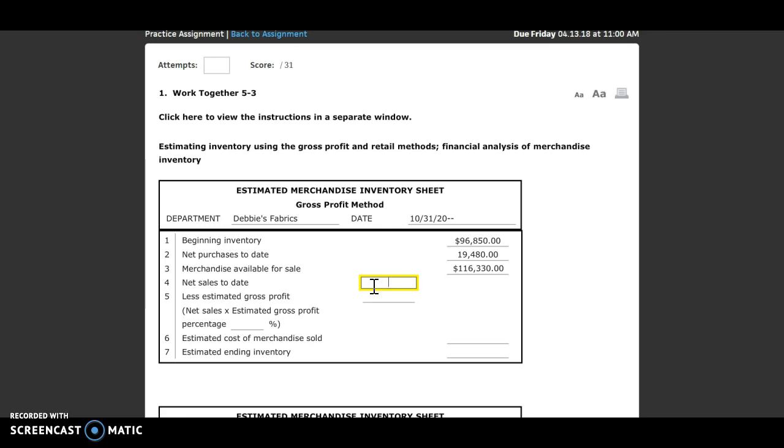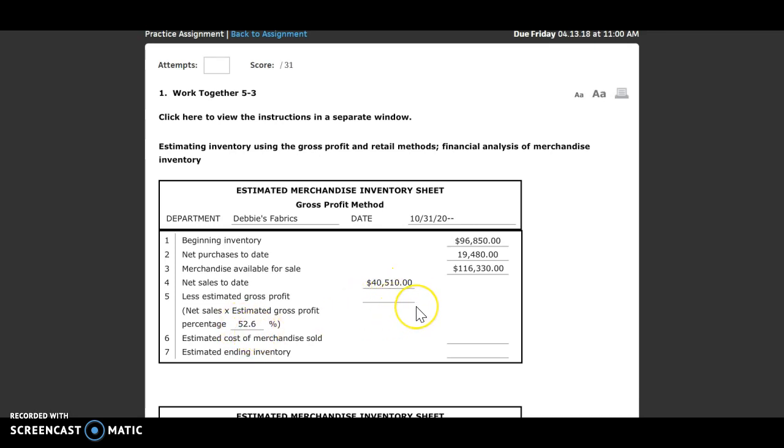Okay, net sales to date, they give that to us. Obviously, they only give us one option for that. That's going to be under that retail column. So in our instructions, 40,510. Okay, our estimated gross profit. Notice down at the bottom it says net sales times estimated gross profit percentage. So they give us that percentage. Our gross profit percentage is 52.6. So we'll put that in there.